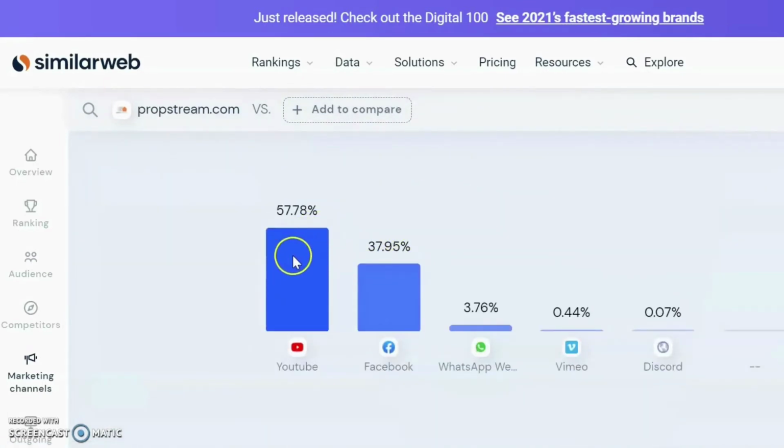On the social media side, their traffic is coming from YouTube. So this will let you know, hey, if you're trying to get into the real estate data side of things, then YouTube is really going to be your bread and butter for driving traffic. And secondary would be Facebook.